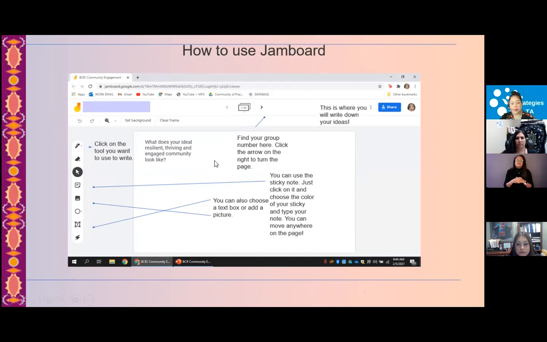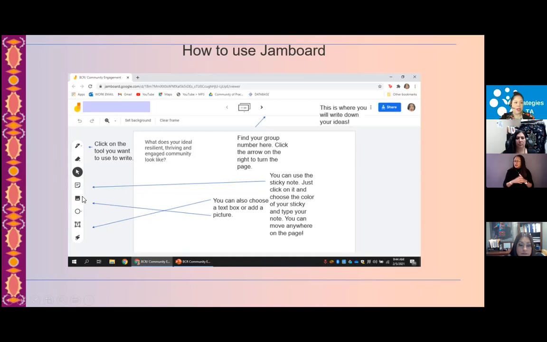At the top here, hopefully you can see the cursor, you can advance to different pages. So if you're in group 2, you'll advance to page 2 and work on that page. The question will be in the top left corner. There's a pen, you can write down your answers there. You can use sticky notes. There's a sticky note function here.